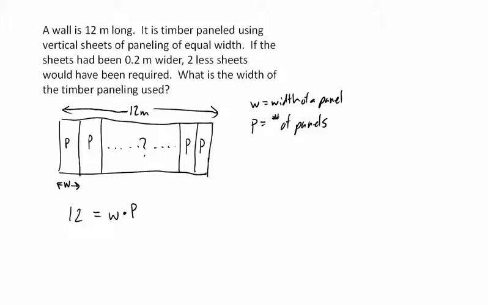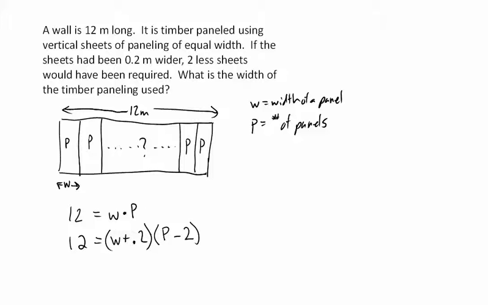Now, it's giving us another situation here. It's saying, okay, well, if the width was 0.2 meters wider, so if we take that original width and add 0.2, right? So now my width is 0.2 meters longer, then the number of panels that I need will be 2 less. So however many panels I needed before, I now need 2 less of them. However, that distance is still going to be 12 meters. All right, so now I have 2 equations with 2 variables.